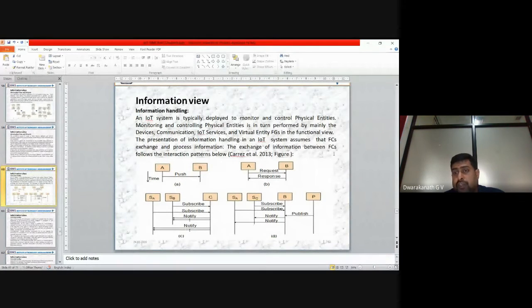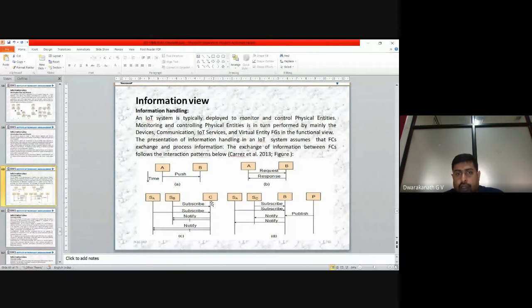The exchange of information between functional components follows the interaction patterns below. Like this, it will be followed when it is pushed, when the request will be there between A and B. That is important. A and B are there. So component A will push a function to B. And if A requests some other information, B will give a response to that. Now you can see the C here, the service of A, service of B, and it depends on C.